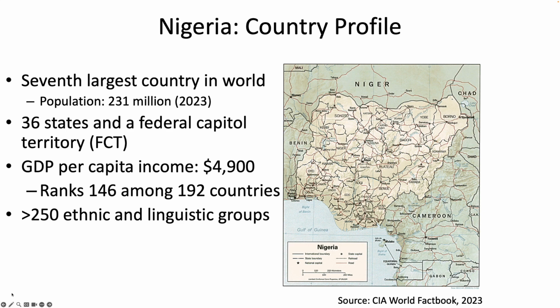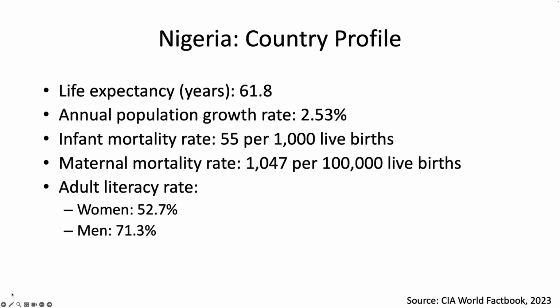The example for HIV Sentinel surveillance comes from Nigeria in West Africa, and it's the 7th largest country in the world with an estimated population of 231 million people. It's a low-income country in terms of its GDP per capita, and it ranks about 146 out of 192 countries whose GDP were ranked on Wikipedia. The country is very ethnically and linguistically diverse, with more than 250 ethnic and linguistic groups.